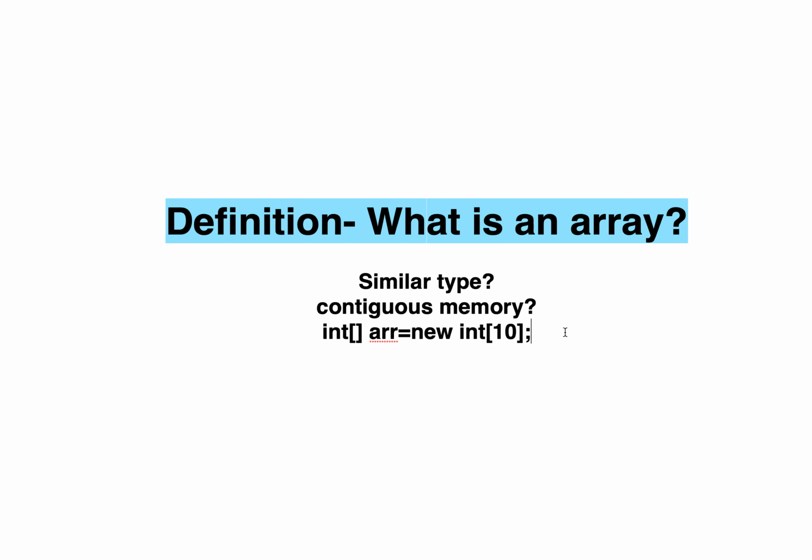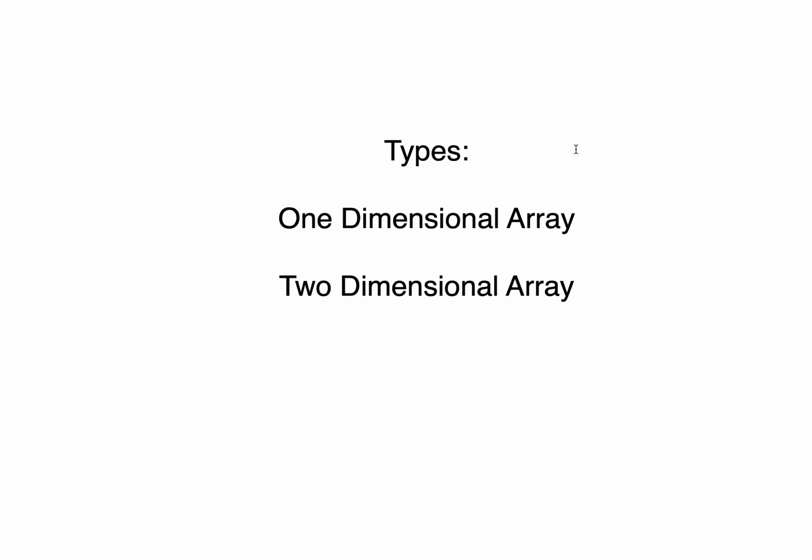So whenever I want to access any value from the array, I will write arr and in brackets the index value. So let us see an example of a one-dimensional array. Before that, let us see what the types of an array are. There are two types of array in Java, one-dimensional array and two-dimensional array. So let us see an example of a one-dimensional array.